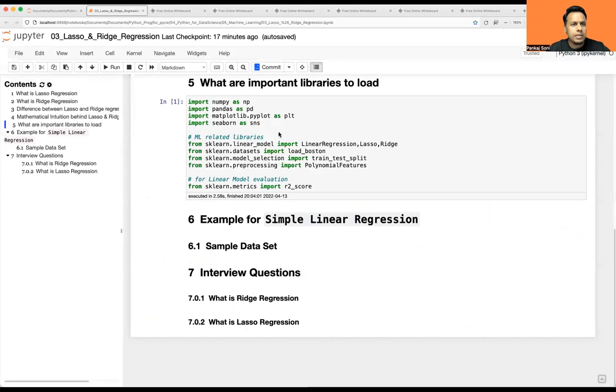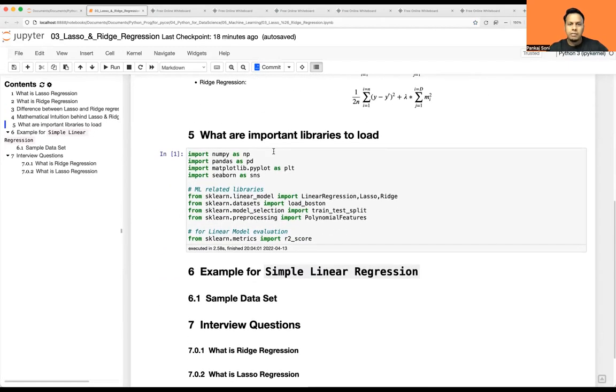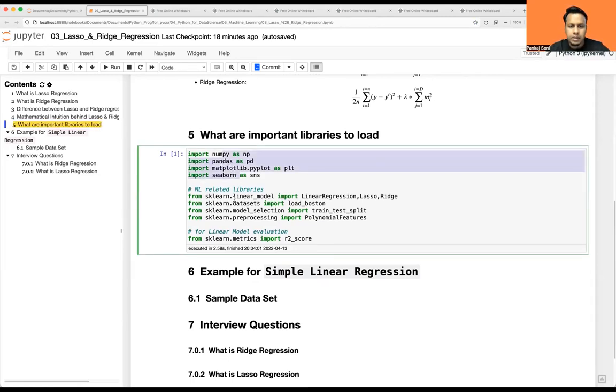Okay, so let me go back and load the data. Before loading the data, just remember the libraries we are importing from Python. One is linear regression. Anyway, we are not going to use it, so I'll just remove it. We are going to run lasso and ridge, and for the data set we will use the load Boston function, by which we can use the Boston house price prediction data set.